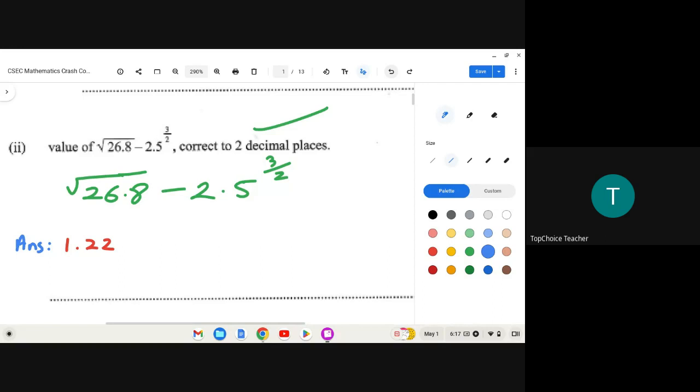The Y^X button is your power button. So if you type 2.5 into your calculator, you press that Y^X button, then you could put 3/2. And the fraction button is ABC. Remember, the ABC button on the Sharp calculators is your fraction button. And 2.5 to the power of 3/2 should give you 3.95. This is something that you could input into your calculator.